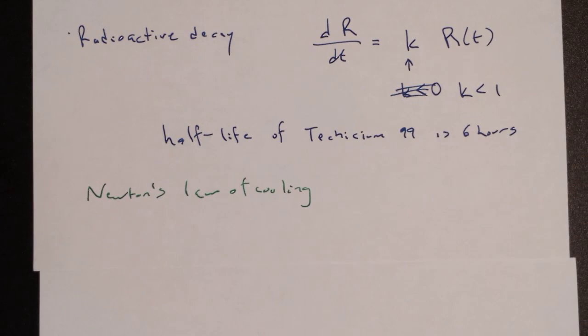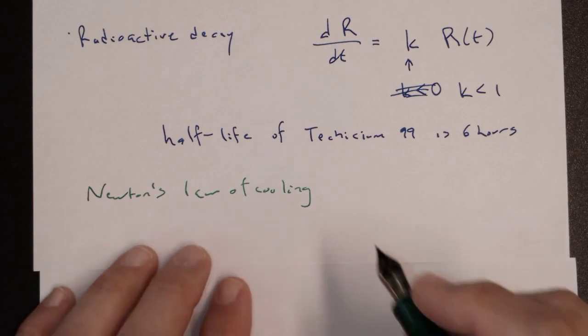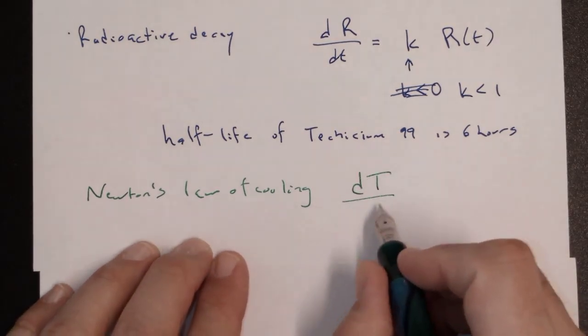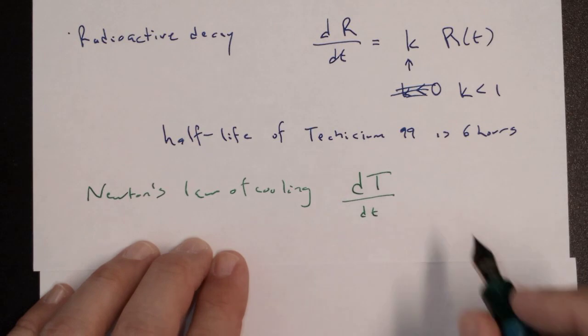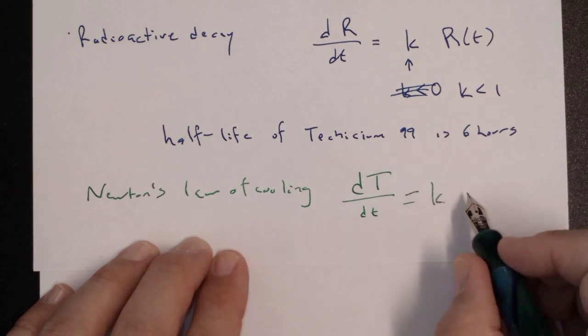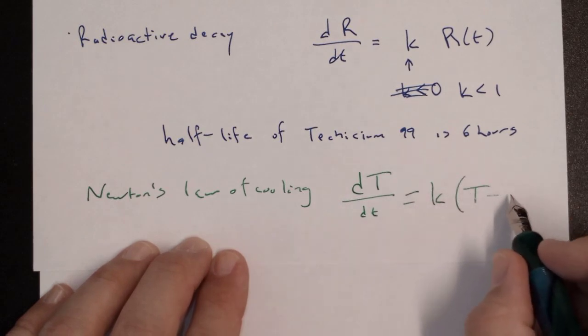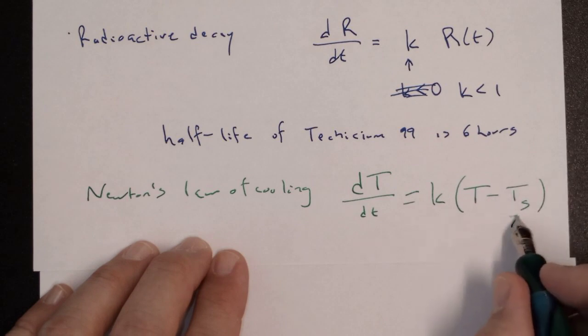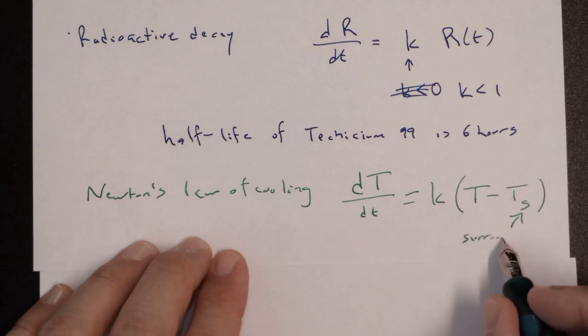Black body radiation. Newton's law of cooling: the change in the temperature of an object is directly proportional to the difference between its temperature and the temperature of the outside. The change in the temperature of an object is proportional to the difference between its temperature and the temperature of the surroundings.